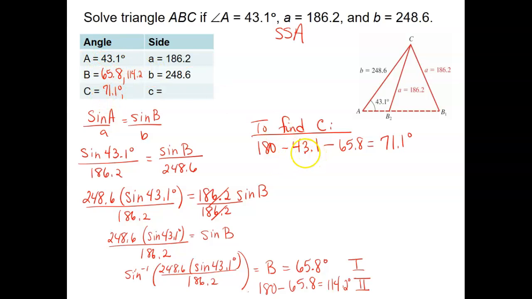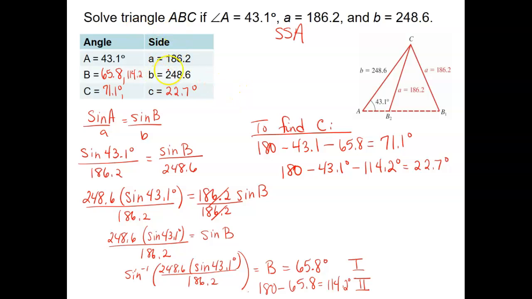Okay, so let's look at seeing if we can use this 114.2. We're going to do the same thing. We're going to start with 180 degrees for the triangle. Subtract the 43.1 because that was this given angle. It's not changing. This time, instead of using the 65.8, we're going to use the 114.2 for our angle B. And when we do that, we end up with 22.7 degrees.